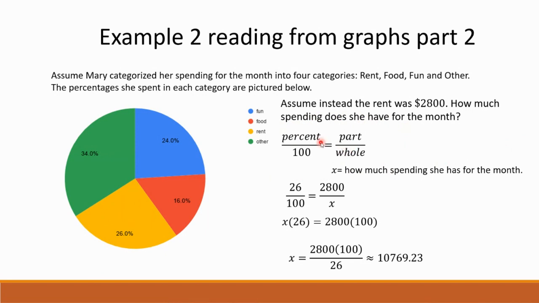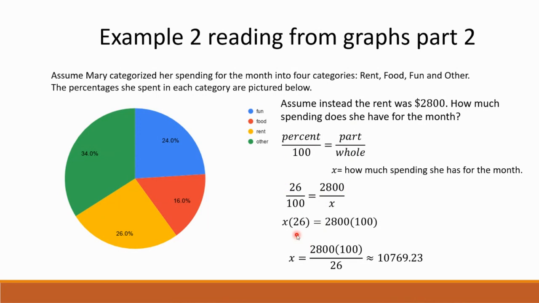So we're basically saying that 26 out of 100 is equal to part, which is 2,800, over whole. So in the previous example, we said that the whole was 2,800. Here we're saying that the part is 2,800, okay? I know also you could have put 0.26 on the left here instead of this fraction, but it's really the same thing. So again, what do we do? We cross multiply, right? Cross multiplying, we get 26 times x equals 100 times 2,800.